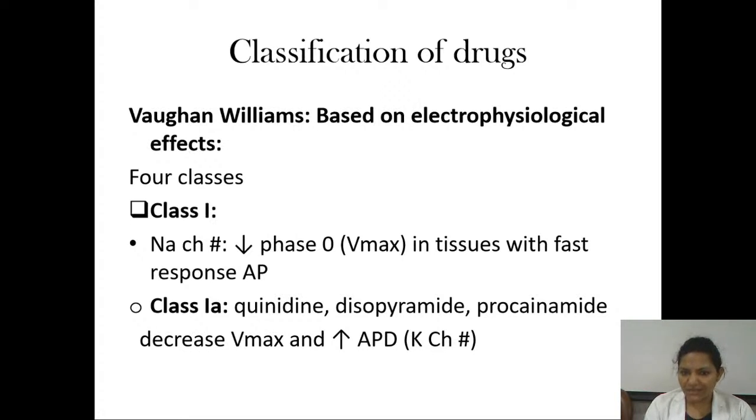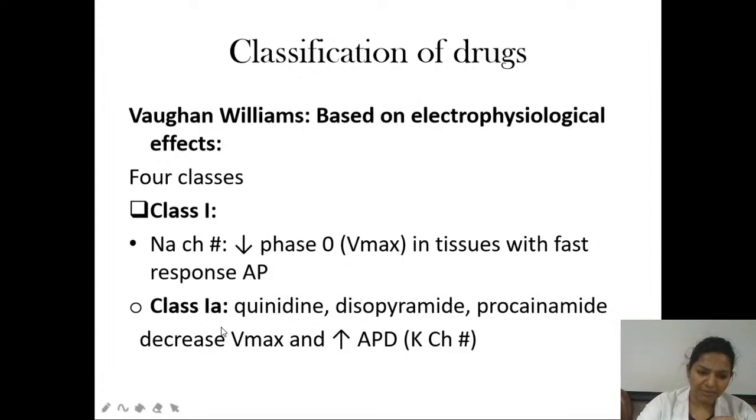There are 4 classes of antiarrhythmic drugs. First of all, class 1. Basically, no matter what subtype of class 1 antiarrhythmic drug it is, one common thing is that they are all sodium channel blockers. Since they are blocking the sodium channels, the slope of phase 0 decreases, or we can say that Vmax of the tissue decreases, in a fast response action potential, right?